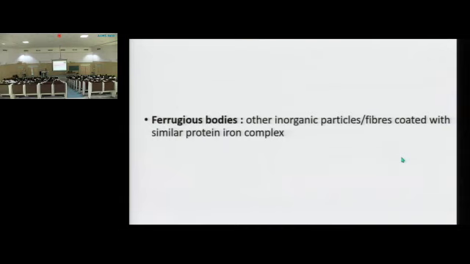So what are ferruginous bodies? Ferruginous bodies are other inorganic particles or fibers coated with a similar protein-iron complex, right? So you have to differentiate between ferruginous bodies and asbestos bodies. Asbestos bodies will have an asbestos fiber, while ferruginous bodies will have other inorganic particles. Remember, they will again ask me MCQs. Ferruginous bodies.